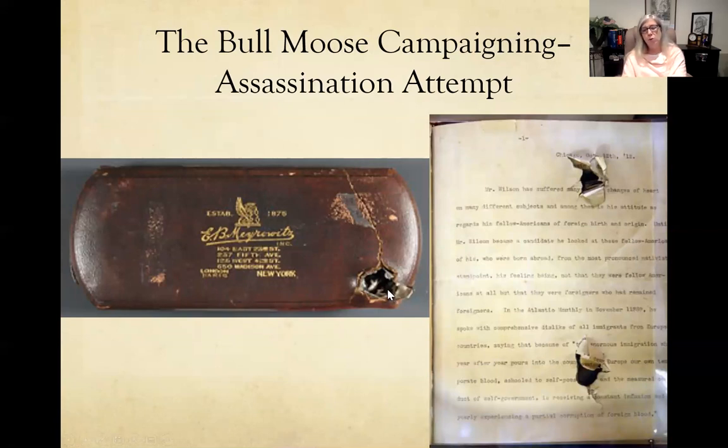The bullet goes through the glasses case, goes through the speech, which slows the bullet down just enough that when it gets lodged in Roosevelt's chest, it doesn't go far enough to hit his heart. So he's bleeding profusely. He's not dead. And he goes ahead and gives his speech anyway. So again, this just kind of adds to the story of Theodore Roosevelt, an assassination attempt. He lives through it. He doesn't die, and he gives the speech anyway.